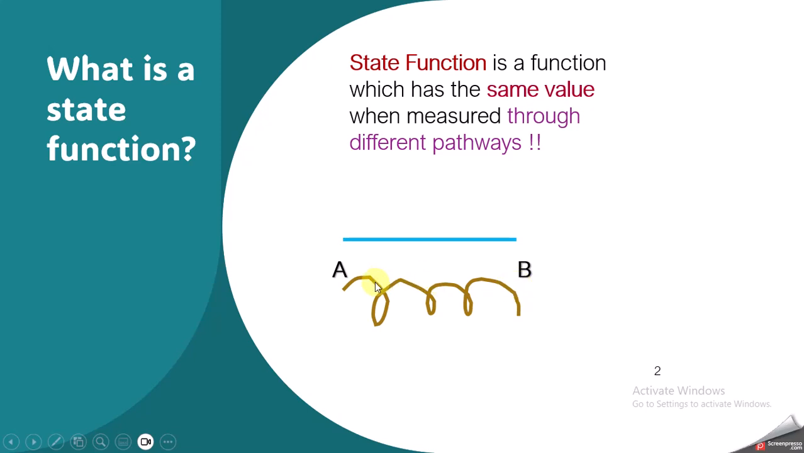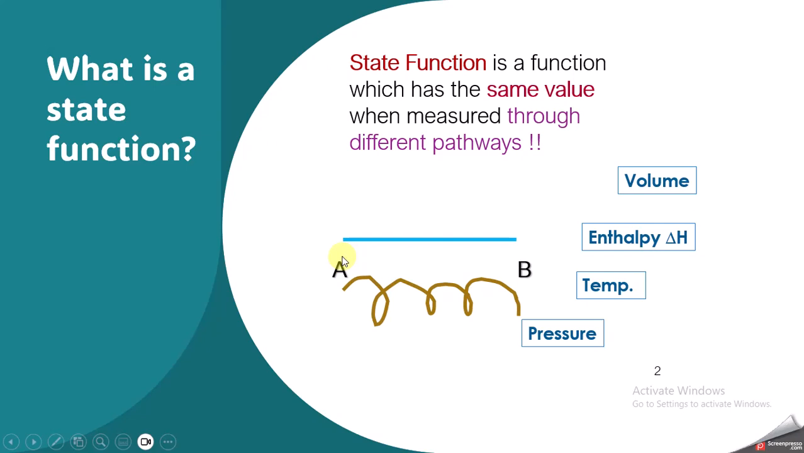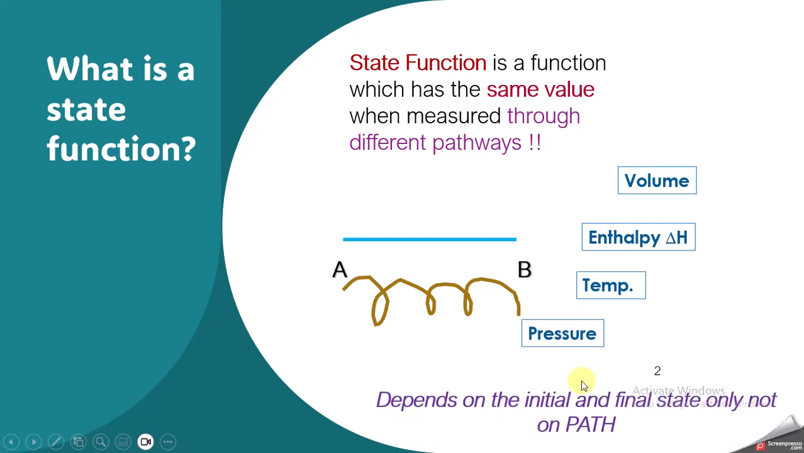So basically the state function does not depend upon the kind of path that we are following. It only depends upon the initial state and the final state of the system. There are many thermodynamic functions that are state functions, like volume, enthalpy, temperature, and pressure. It is to be noted that a state function does depend on the initial and the final state. It just does not depend on the path that we follow to measure these parameters.